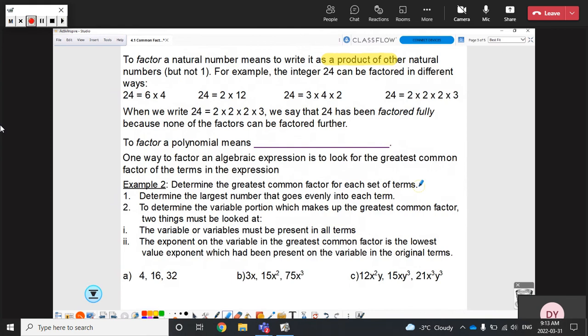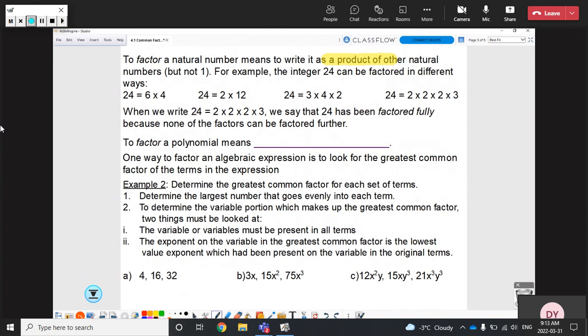So for example, the integer 24 can be factored in different ways. 24 can be a product of 6 times 4, right? It's great. 24 can also be factored as 2 times 12. Also 3 times 4 times 2. Yeah? Remember that? And also 2 times 2 times 2 times 3. And I'm not sure if you might remember this. I know the grade 6s now are doing it.